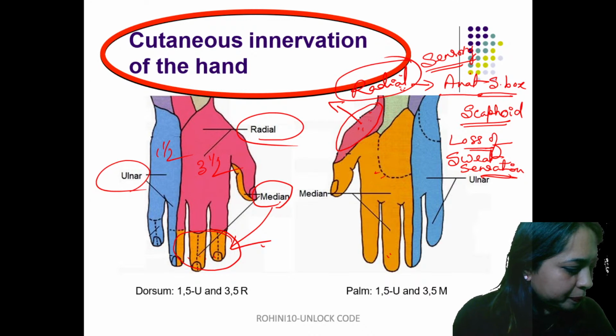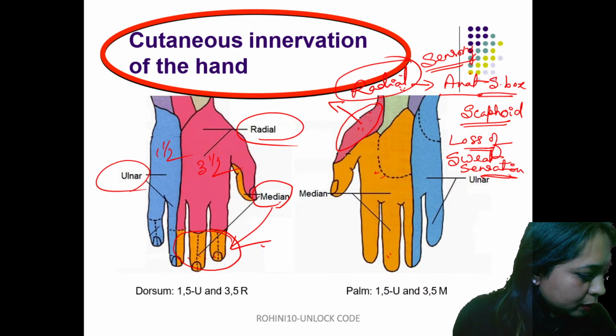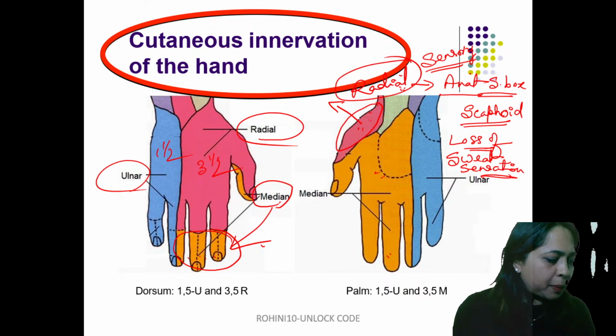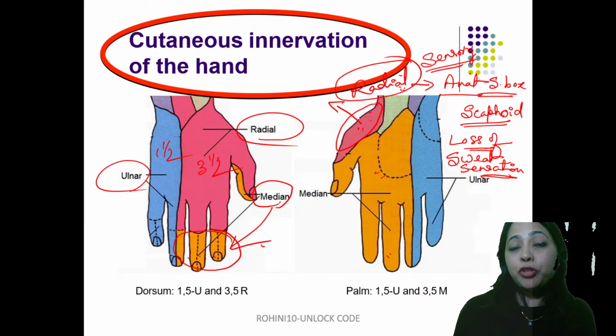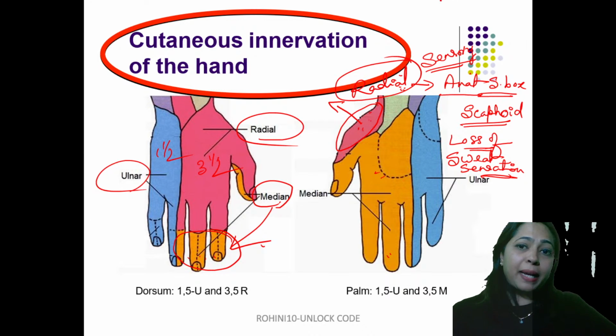Next, let's see. Richa, yeah, sympathetic and parasympathetic. Yes, best idea, Richa. I should make sympathetic and parasympathetic. I'll tell you the sympathetic and parasympathetic.